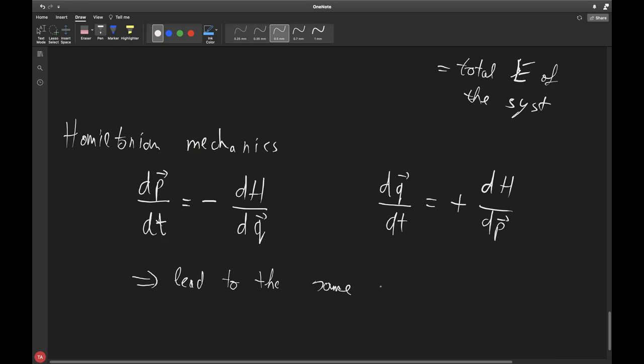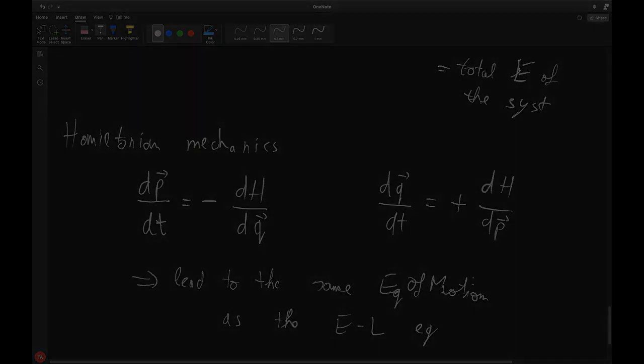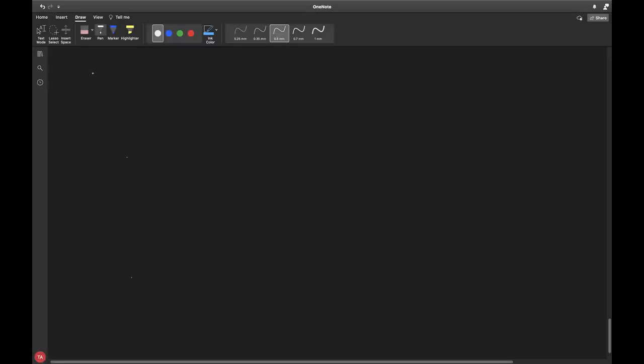with the same equations of motion as the Euler-Lagrange equation. Now let's start to search for an action that describes the mechanics in a relativistic way.